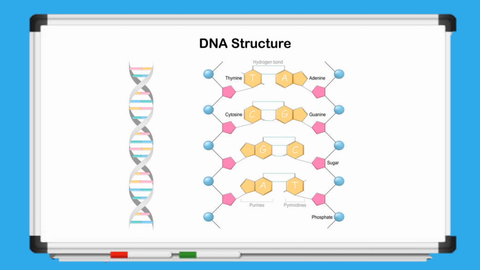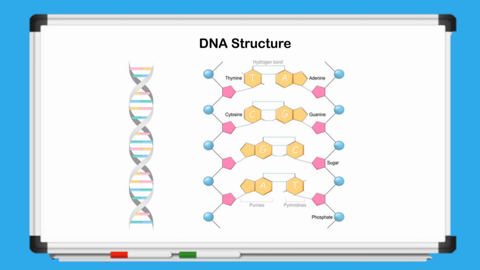Now, if we look inside this twisted ladder, we see the rungs. These are made up of the nitrogenous bases from each strand. The bases from one strand pair with the bases on the opposite strand in a very specific way. As we already discussed, adenine pairs with thymine, and guanine pairs with cytosine. These base pairs are held together by hydrogen bonds. Hydrogen bonds are not too weak and not too strong. They are just right, they hold the two strands together, but they also allow the strands to separate easily when needed. This is very important during processes like DNA replication, where the strands need to unzip to make copies of the DNA.